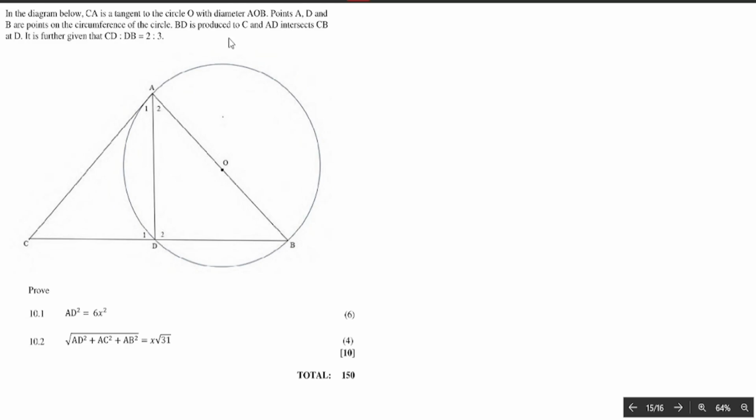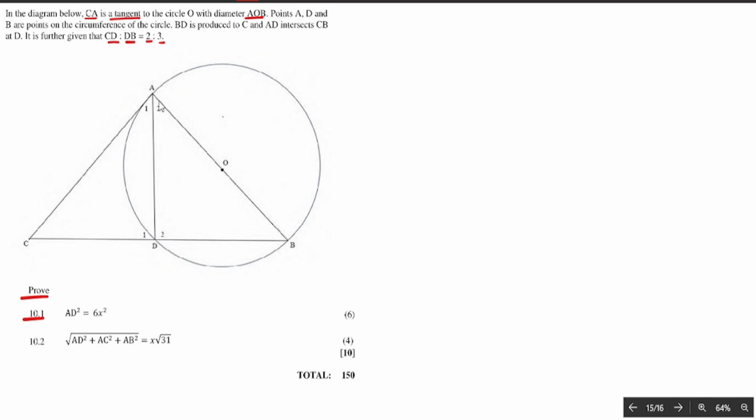Okay, guys, so now let's do this problem here. What we have is a diagram below. We are told that CA is a tangent to the circle with this diameter here, and another important statement is that CD and DB have this ratio of 2:3, right? And the first question says we should prove that AD squared is equal to 6x squared.